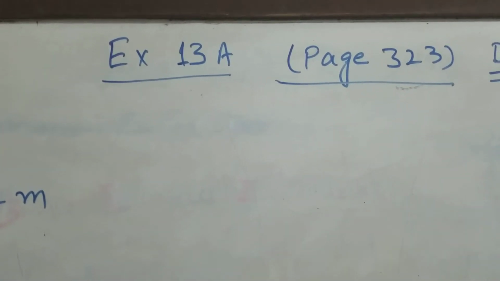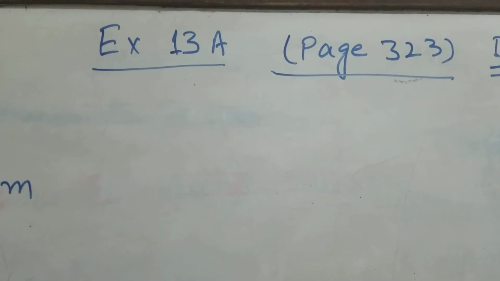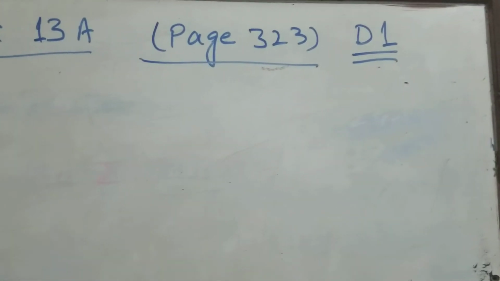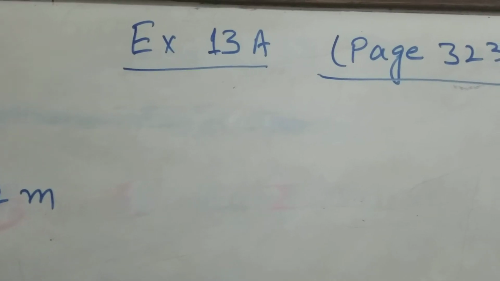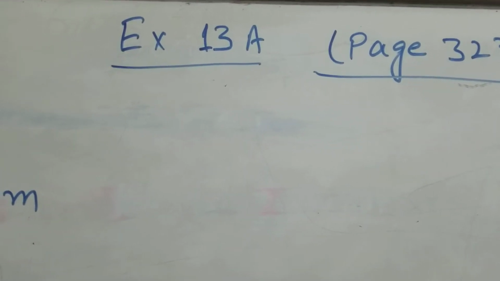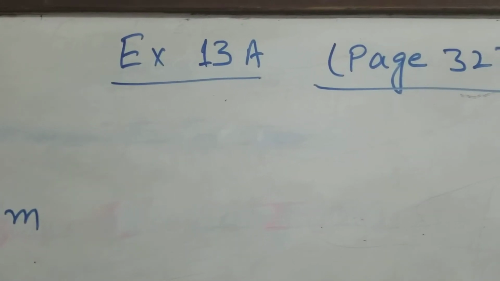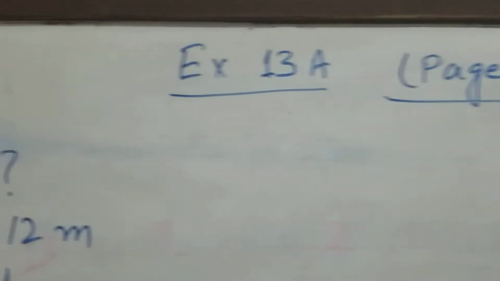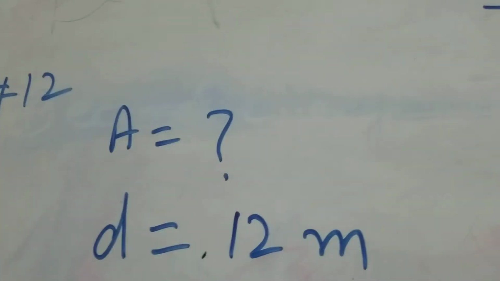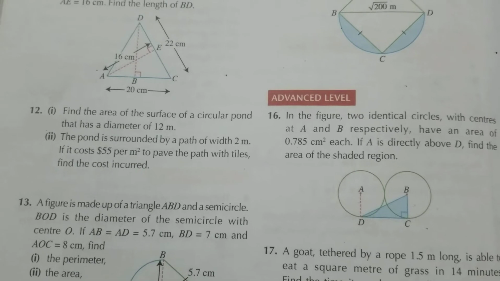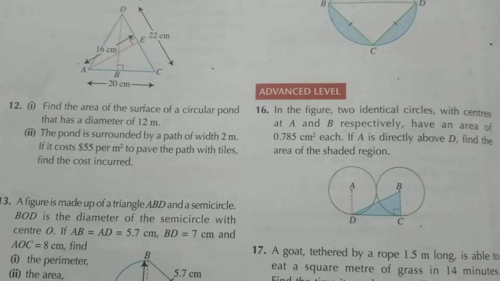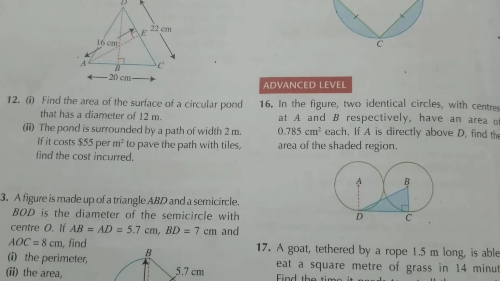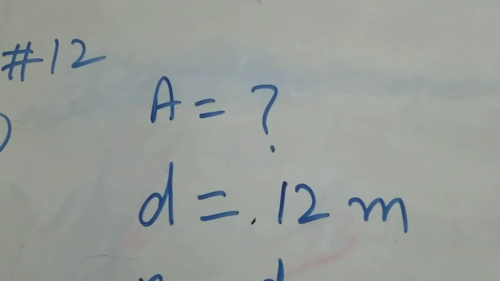Okay class, open page 323 on book D1 in exercise 13A. Okay class, now we are moving to question number 12. In question number 12, find the area of the surface of a circular pond that has a diameter of 12 meters.